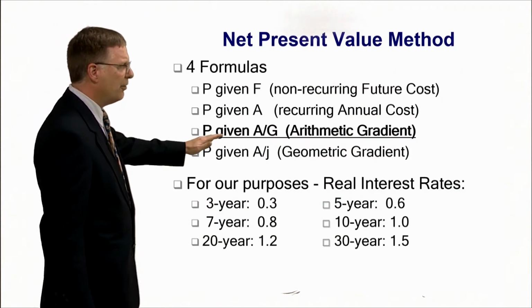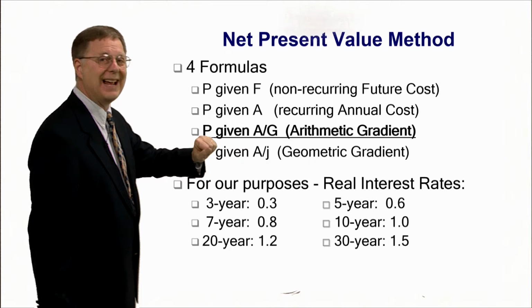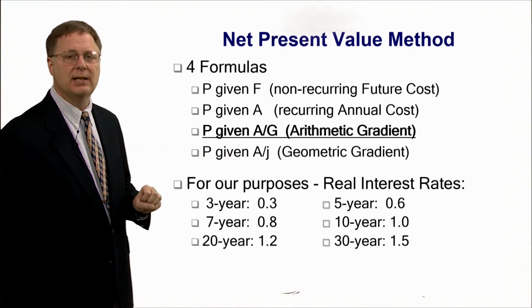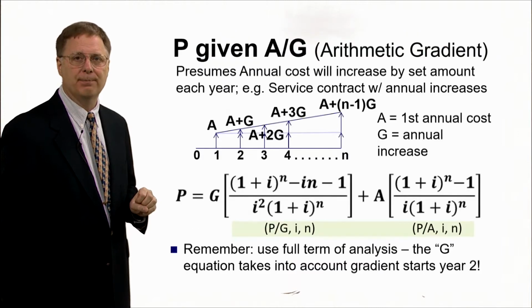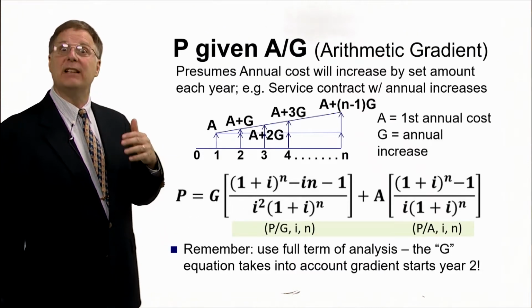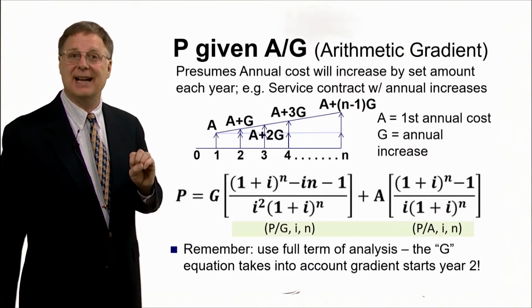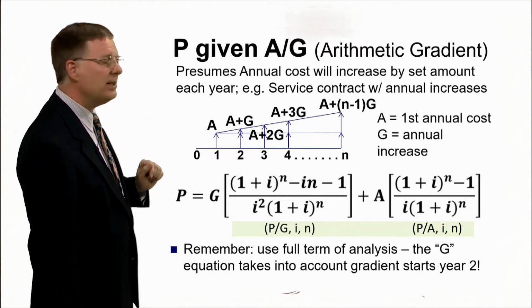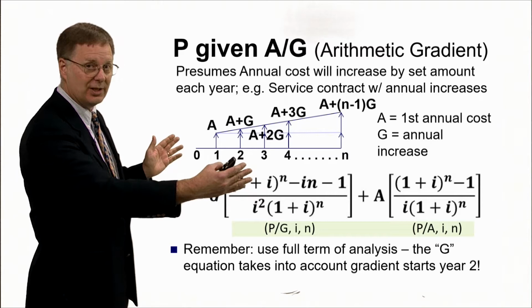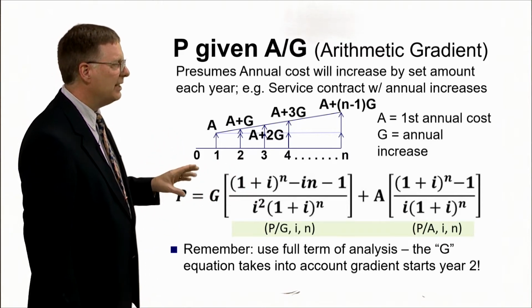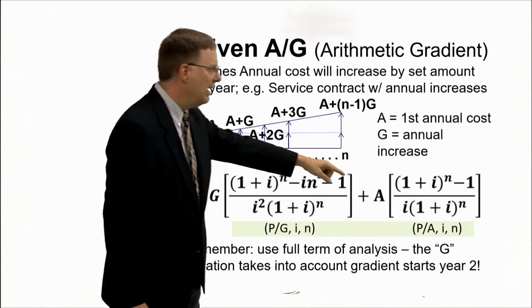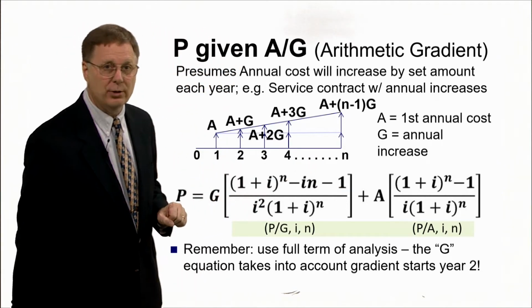So we're looking at the third of those four different equations, the arithmetic gradient equation, where there's a set increase, and again, we're going to use these set interest rates. Now the equation is even more complex, but it's got the same variables. I need to know the interest rate for the entire term of analysis. I need to know the set amount of increase. I need to know the number of years and the initial annual cost.